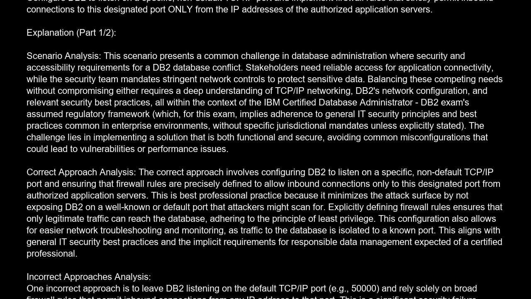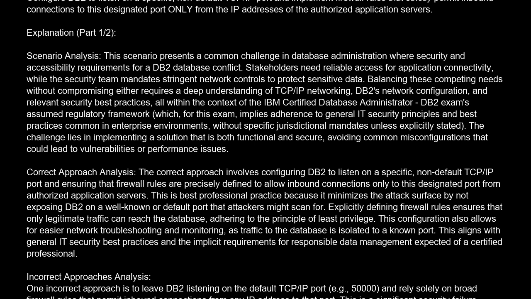The correct approach involves configuring DB2 to listen on a specific, non-default TCP/IP port, and ensuring that firewall rules are precisely defined to allow inbound connections only to this designated port from authorized application servers. This is best professional practice because it minimizes the attack surface by not exposing DB2 on a well-known or default port that attackers might scan for.